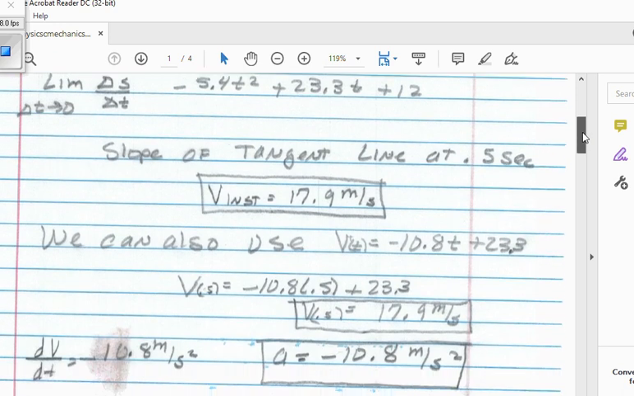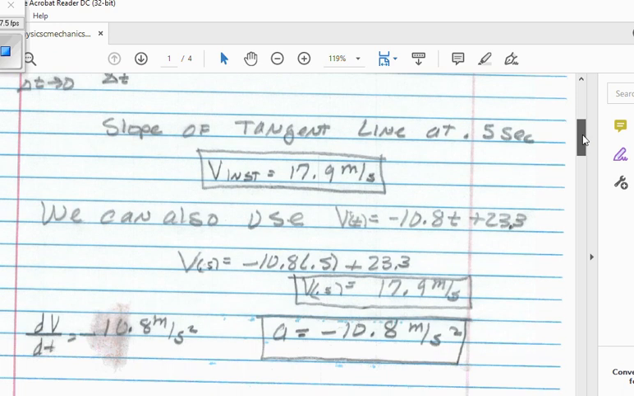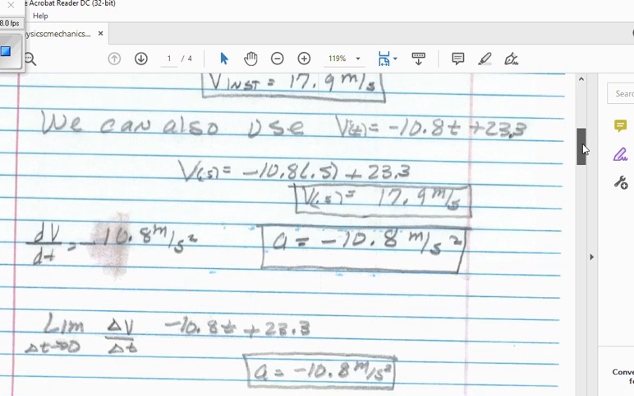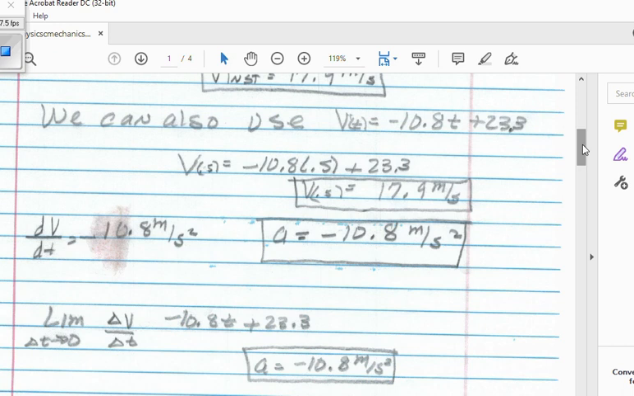All right, let's continue. Now we can take the second derivative of that equation, and we can get the instantaneous acceleration at any given time. We've got dv dt, that would be the next derivative, the second derivative, and that just gives us negative 10.8 meters per second squared. So the acceleration is negative 10.8. How do we get that? We're going to use the power rule one more time on the v sub t equation, and we see that it is a constant negative acceleration.